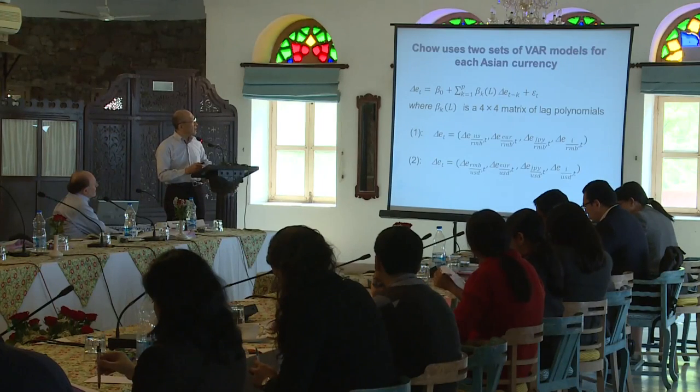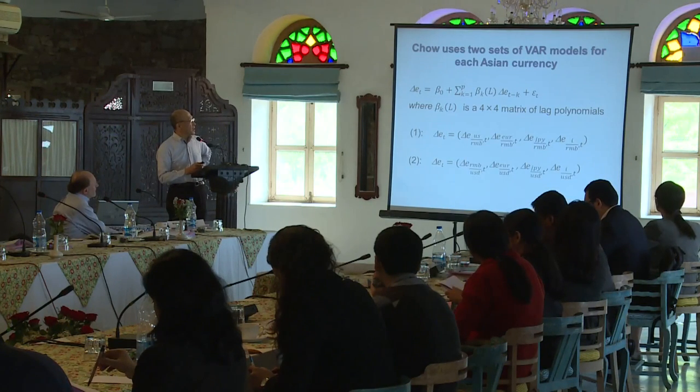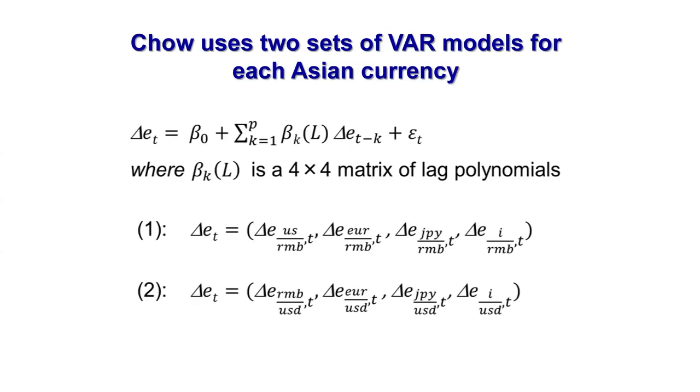And then she uses two sets of VAR models for each Asian currency. The first set uses the renminbi as a numeraire currency, and includes the US dollar, euro, the Japanese yen, and a particular Asian currency. And then in the second set, she uses the US dollar as a numeraire, and on the right-hand side, the variables include the renminbi, the euro, the Japanese yen, and particular currency I.